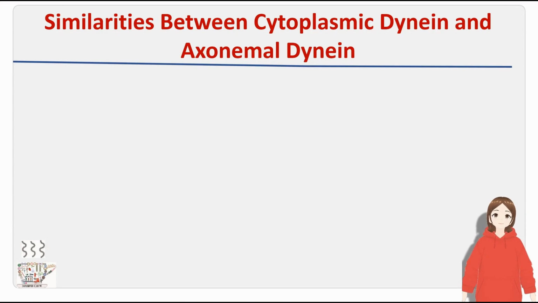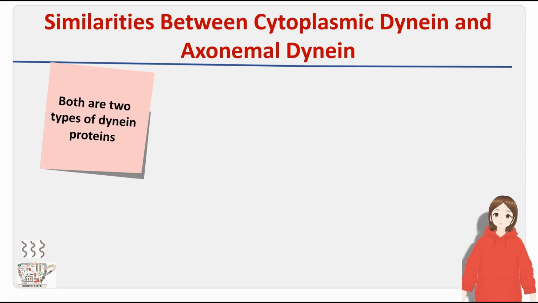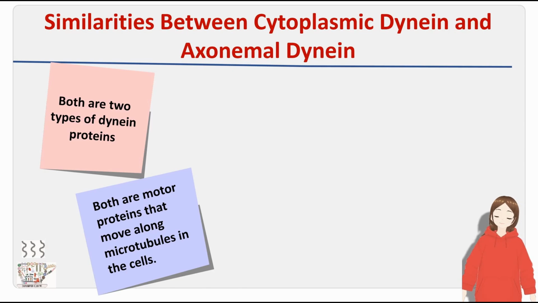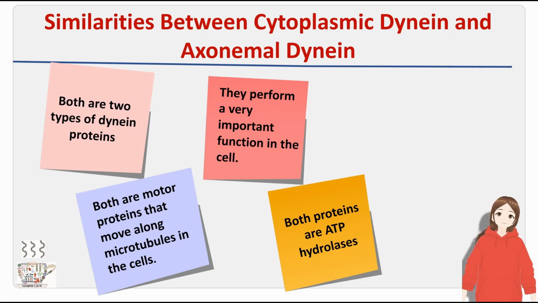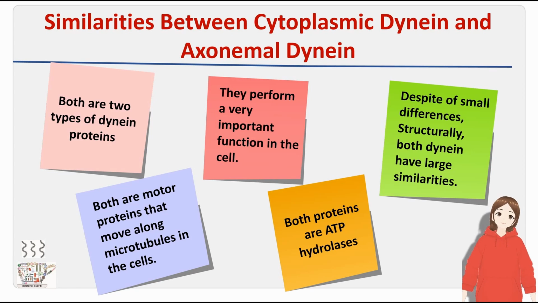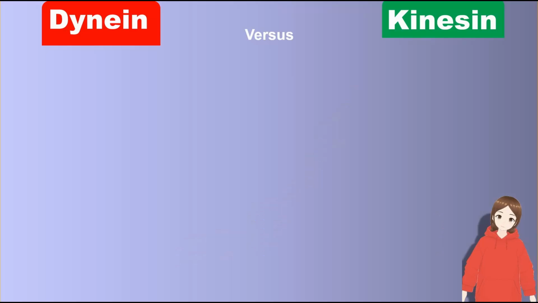Similarities between cytoplasmic dynein and axonemal dynein. Both are types of dynein proteins. Both are motor proteins that move along microtubules in the cells. They perform a very important function in the cell. Both proteins use ATP hydrolysis, and despite small differences, structurally both dyneins have large similarities.